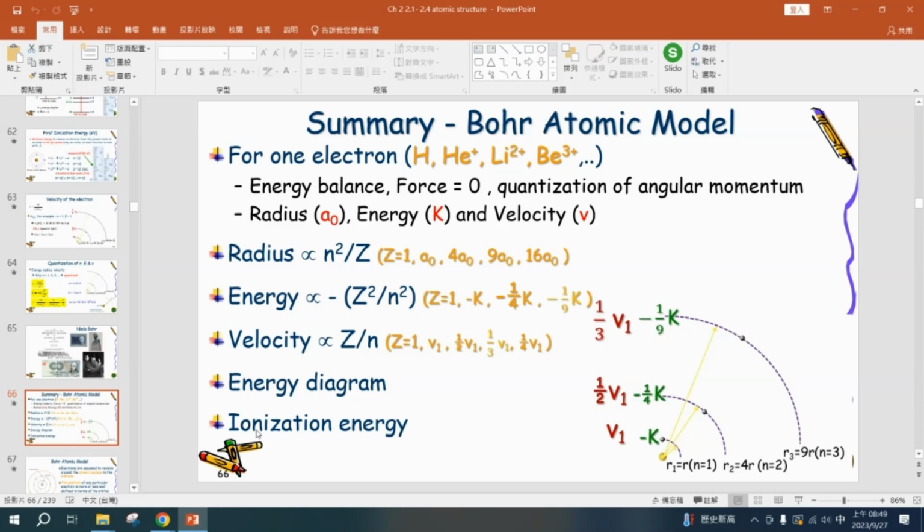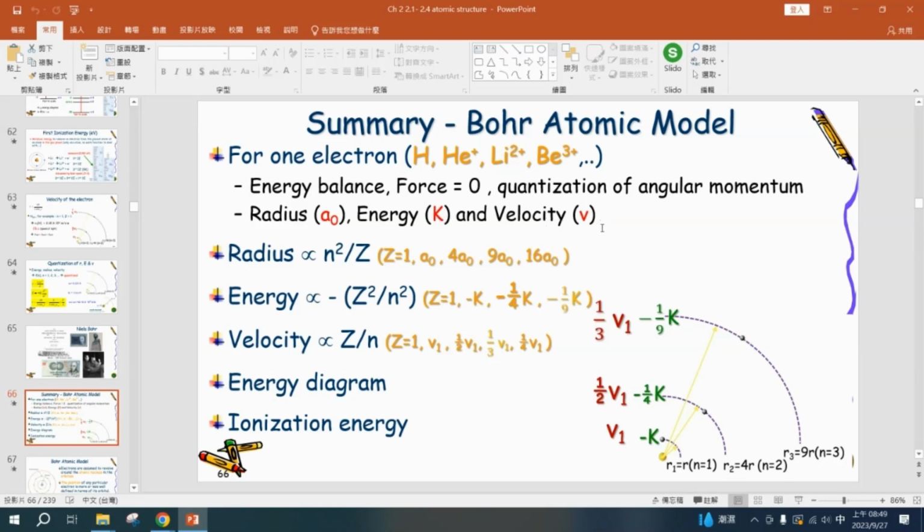So the Bohr atomic model is a one electron model. According to energy balance, force equal to 0, and the quantization of angular momentum, you can get these 3 parameters. They are radius A0, right? A0 is about 0.53 Angstrom. I hope you still remember. You need to remember this very well. And energy is K. K is what? 13.6 electron volt, right? Okay, I hope you remember.